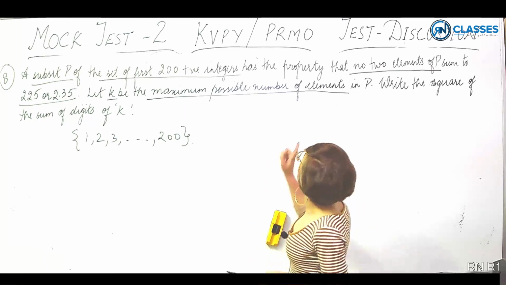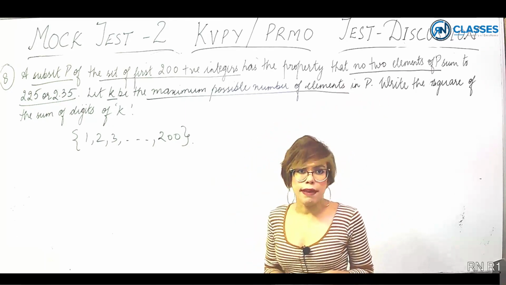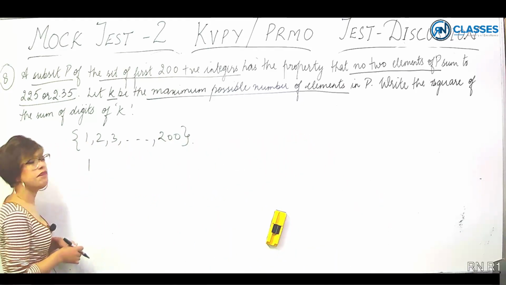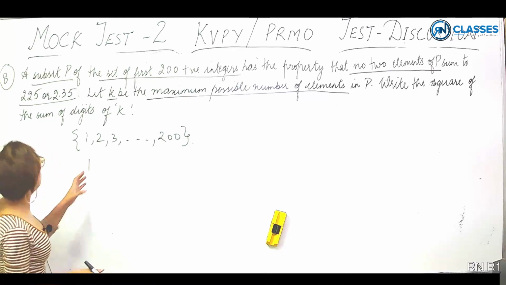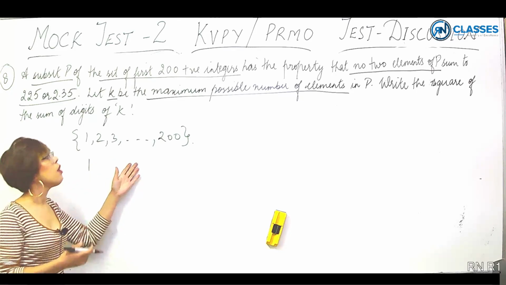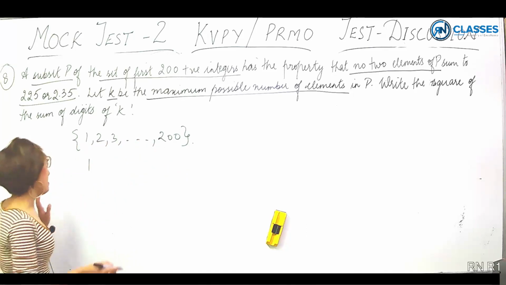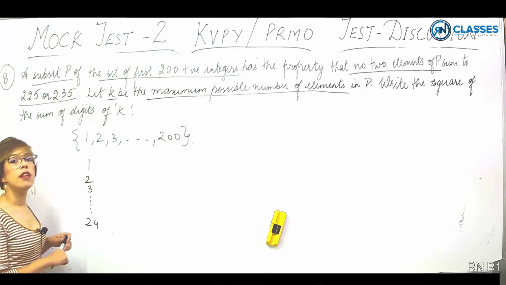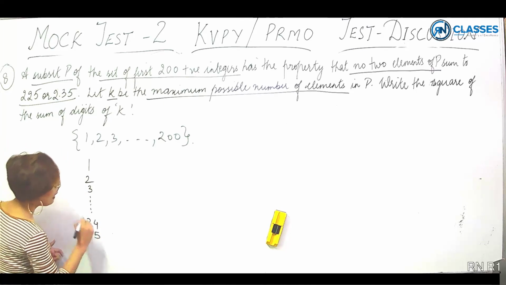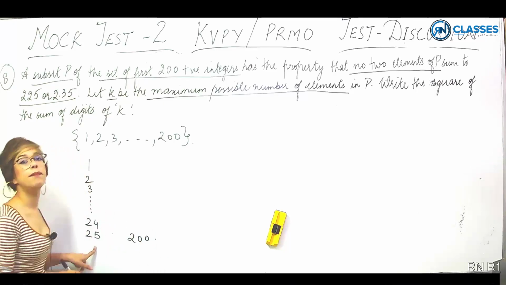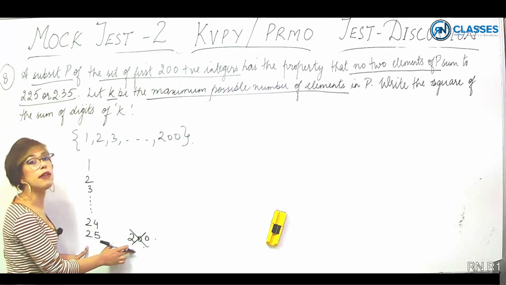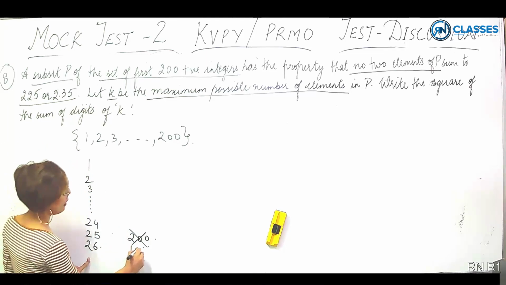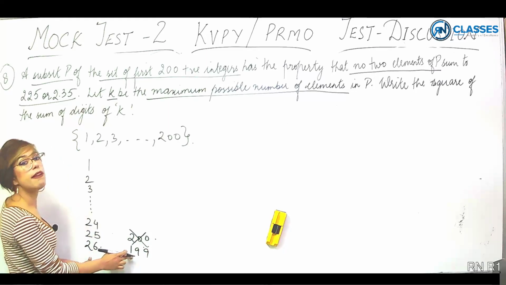Now, I know that no two elements should sum to 225 or 235. So let me take, and I want the maximum one. Now, if I take 1, I have no issues because I would need 224 in order to make the sum 225. Obviously, 224 is not available to me. I can take 2, I can take 3. I have no problem till 24. But if I take 25, I cannot take 200. Why? Because the sum is 225. What else? If I take 26, I cannot take 199. Why? Because the sum is 225 again.